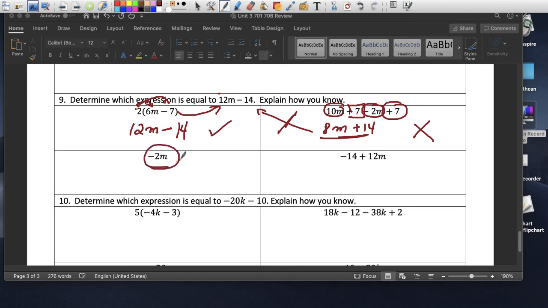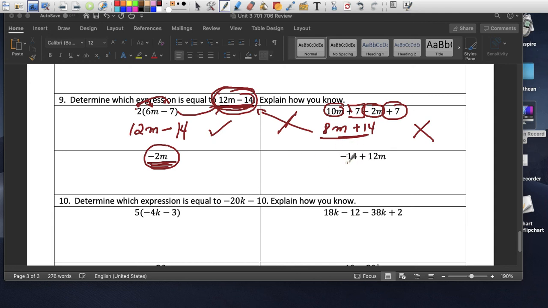Negative 2m, does this look anywhere close to this? No, you can say that. First of all, the m is negative, it's negative 2m. This one has 12m. The coefficients are completely different. One is positive, the other one is negative. And plus, this guy has 12m minus 14. There's a second part to it. So this is an expression with one term, and this is an expression with two terms. So all that you can write.